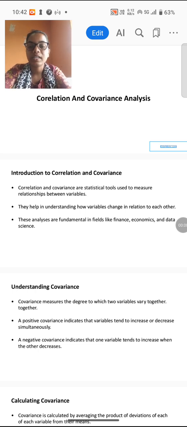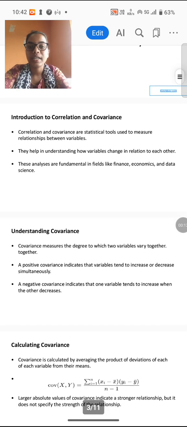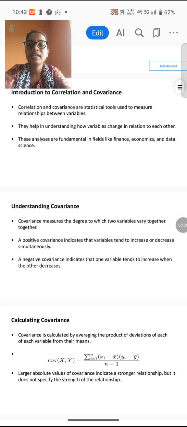So I am presenting on correlation and covariance analysis. When it comes to the introduction to correlation and covariance, these two are powerful statistical tools used to analyze and understand the relationship between two variables, and we understand how one variable changes with respect to another. These tools are widely used in finance, e-commerce, and research sectors to make smarter decisions.